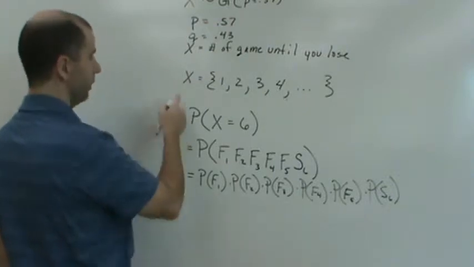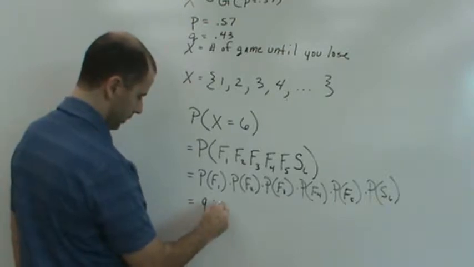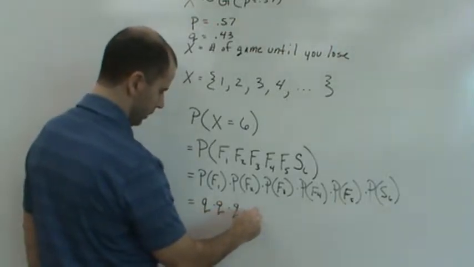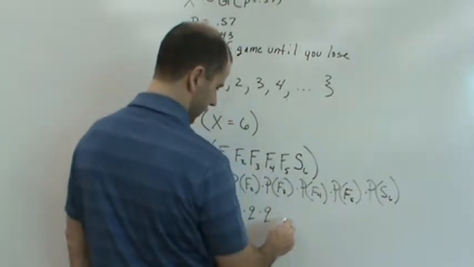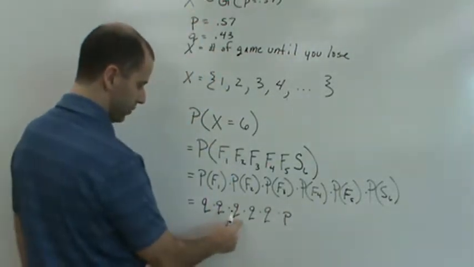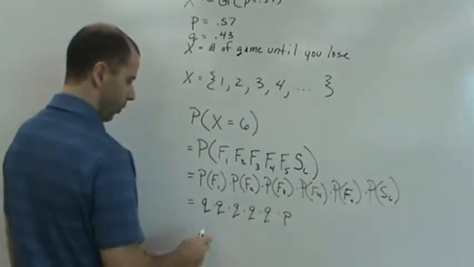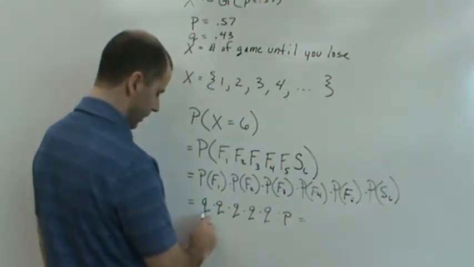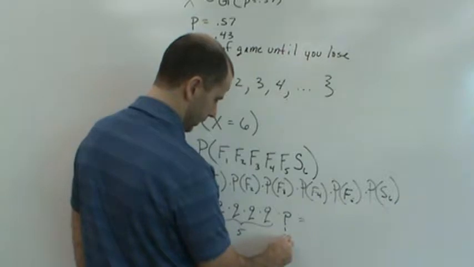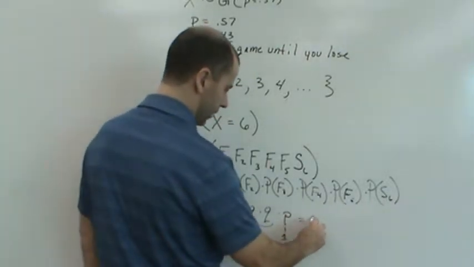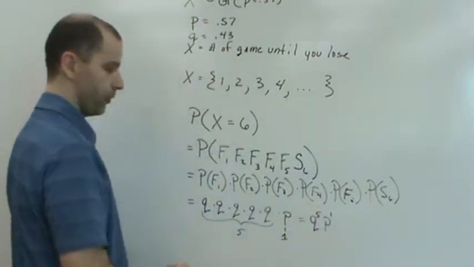So what's F? What's the probability of failure? Q. Q times Q times Q times Q times Q times P, right? How many failures did I get? 5. Q, Q, Q, Q, Q, P. What does this equal? Look at that. I get 5 of these and 1 of those. So what do I get? I get Q to the 5th times P to the 1st power.